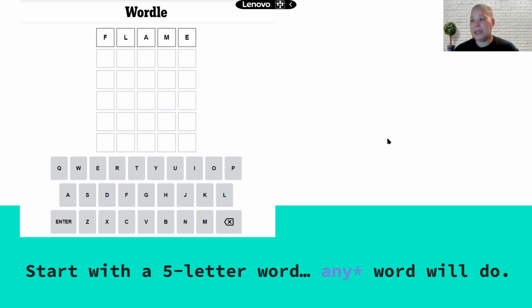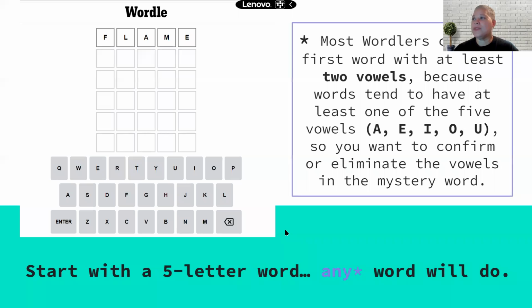You can start with really just about any 5-letter word. Now, most Wordlers choose a first word with at least 2 vowels. The reason for that is because words tend to have at least one of the 5 vowels, A, E, I, O, or U. Of course, if it doesn't have any of those, you might think it has a Y in it. So you want to confirm or eliminate the vowels in the mystery word. That is a good thing to start out with. So you choose a word with at least 2 vowels. So this is my word, FLAME.